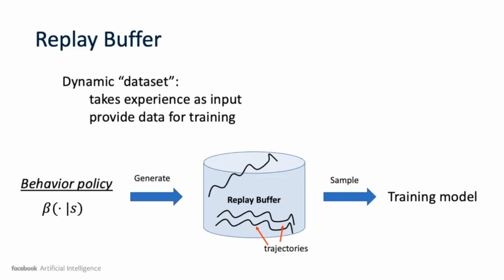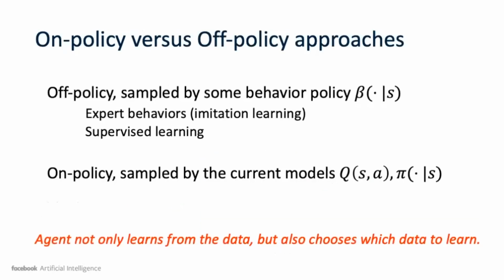But if you think about this concept of replay buffer a little more, you realize that this is very different from supervised learning. This gives you the difference between two concepts in reinforcement learning: one is called on-policy, and the other is called off-policy approaches. Off-policy is very simple. It's kind of like supervised learning. You have a fixed data set, and you train your reinforcement agent on the fixed data set. The fixed data set can be collected by expert behaviors, or can come from some historical data.